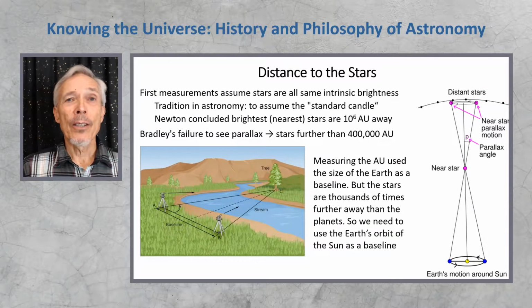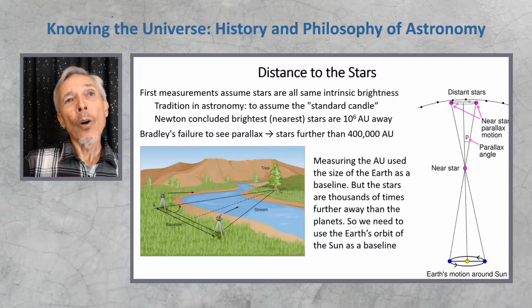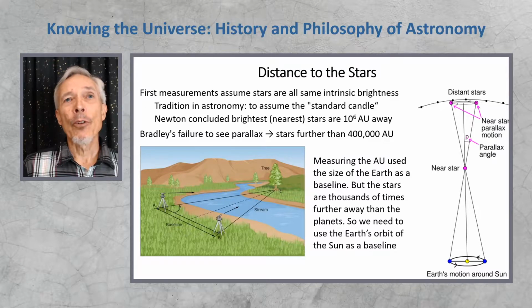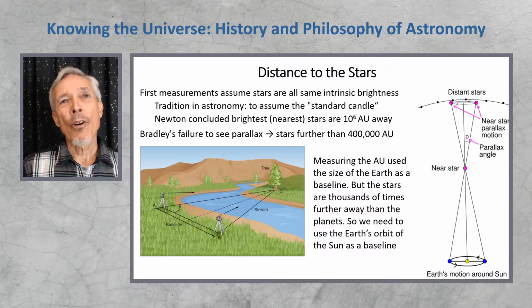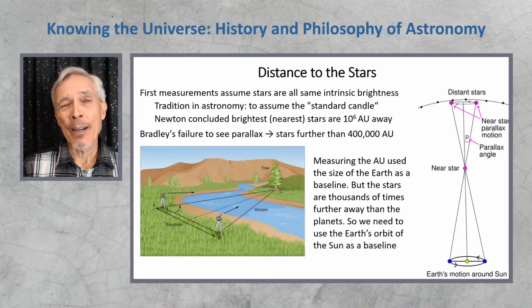Meanwhile, the distance to the stars was the other major consideration. The first measurements naturally assumed that all stars are the same intrinsic brightness, and so the apparent brightness of a star was a reflection of its distance, light going down as the inverse square. It's traditional in astronomy, then and even now, to assume what's called a standard candle, to assume that a particular type of object, like a star or a supernova or even an entire galaxy, has the same intrinsic brightness, so that the relative brightness of two of them tells you their relative distance.